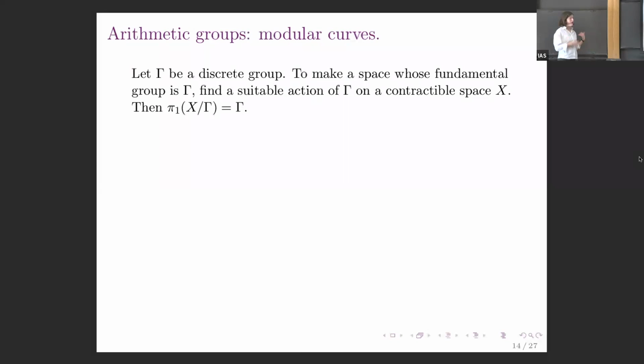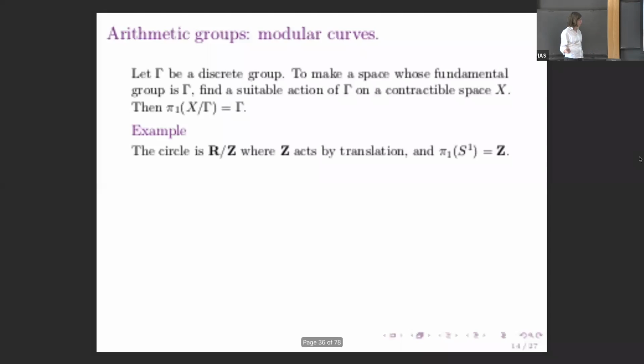Before I do that, let me go back to surfaces for a second. So here's a general recipe to make towers, or right now, a recipe to make manifolds that have a desired fundamental group. Gamma is a discrete group. To make a space whose fundamental group is gamma, you need to find a nice contractible space for gamma to act on, with a suitable action, so discretely and without fixed points. In that case, you can take the quotient by that action, and the quotient will have fundamental group gamma.